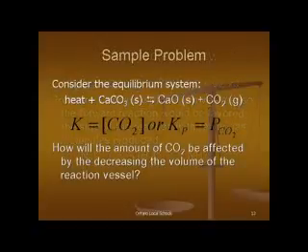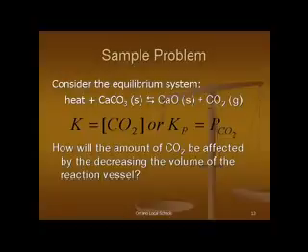Okay, let's consider another equilibrium system. Here we're having heat added to calcium carbonate solid, and we form calcium oxide and carbon dioxide. Remember, the equilibrium constant expression here contains only the gas. The solids are not included. So K is equal to the concentration of CO2, or K sub P is equal to the partial pressure of CO2. How will the amount of CO2 be affected by the decreasing of the volume of the reaction vessel?